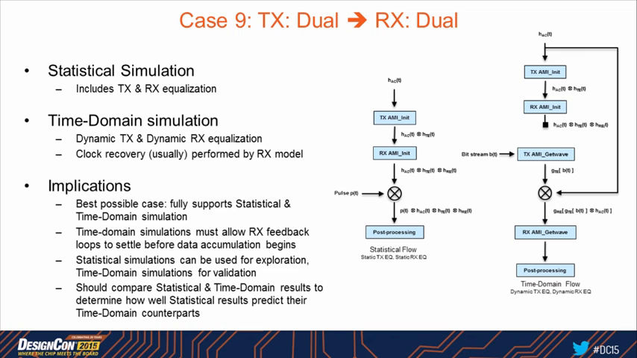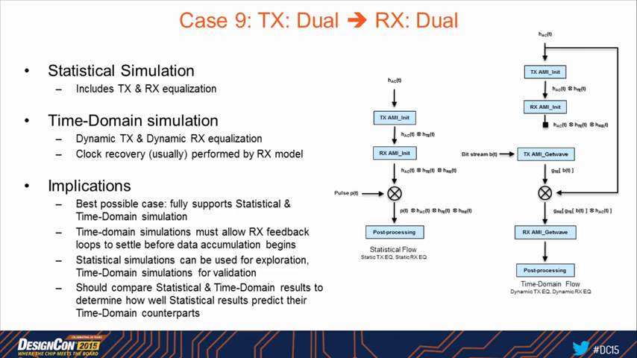We take the bit stream and pass it to the transmitter model so that we get the output of the transmitter block. We convolve it with the analog channel, which effectively gives us the waveform at the input to the RX pad. We give that to the receiver model, and then we run that and accumulate the output. So now we have a simulation where the effects of the transmitter and receiver equalization are both dynamic. Implications? This is the best possible case because it fully supports all of the features of statistical and time domain simulation. As before, we have to allow the RX feedback loops to settle because it typically takes a long time before we're accumulating data.